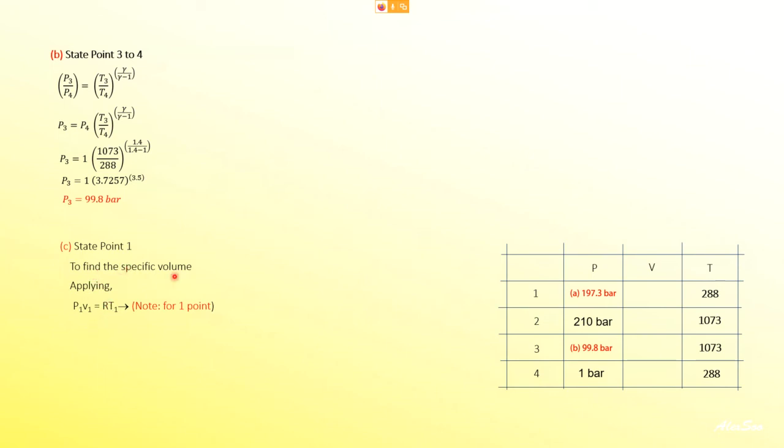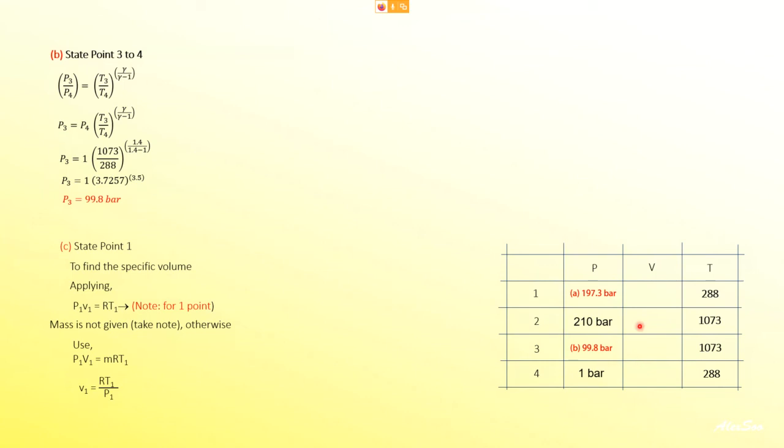Now, if you refer to the ideal gas law, that means PV equals RT, you are only referring to one state point, one row by one row. So you can apply this ideal gas law. Mass is not given in this question, so you have to take note. That is why we use PV equals RT. If mass is given, or can be found, then we use PV equals mRT.